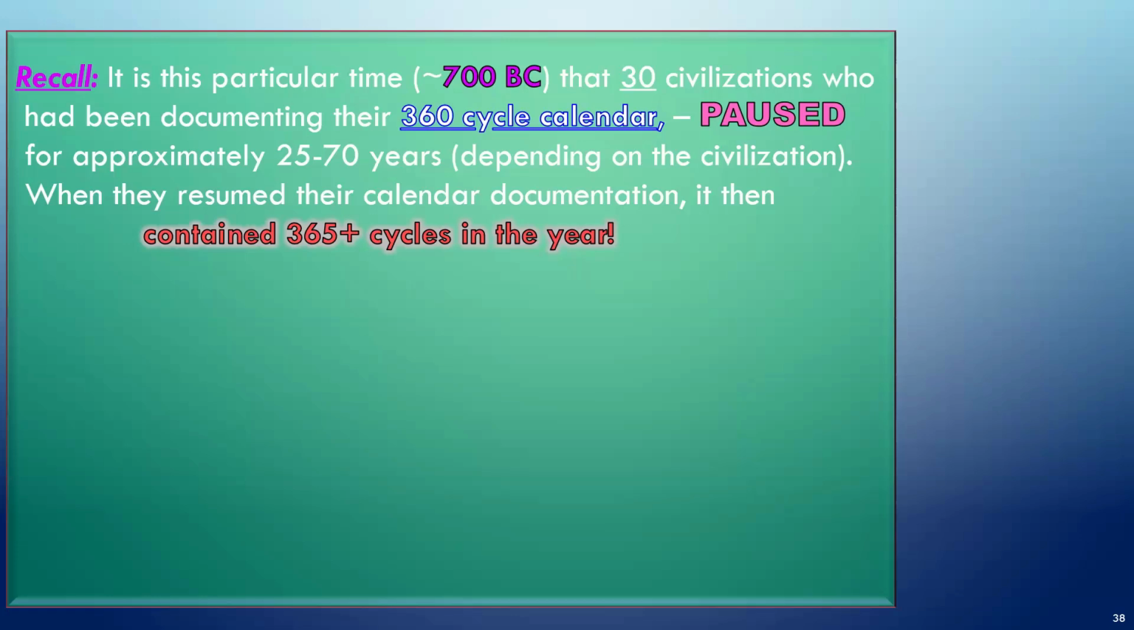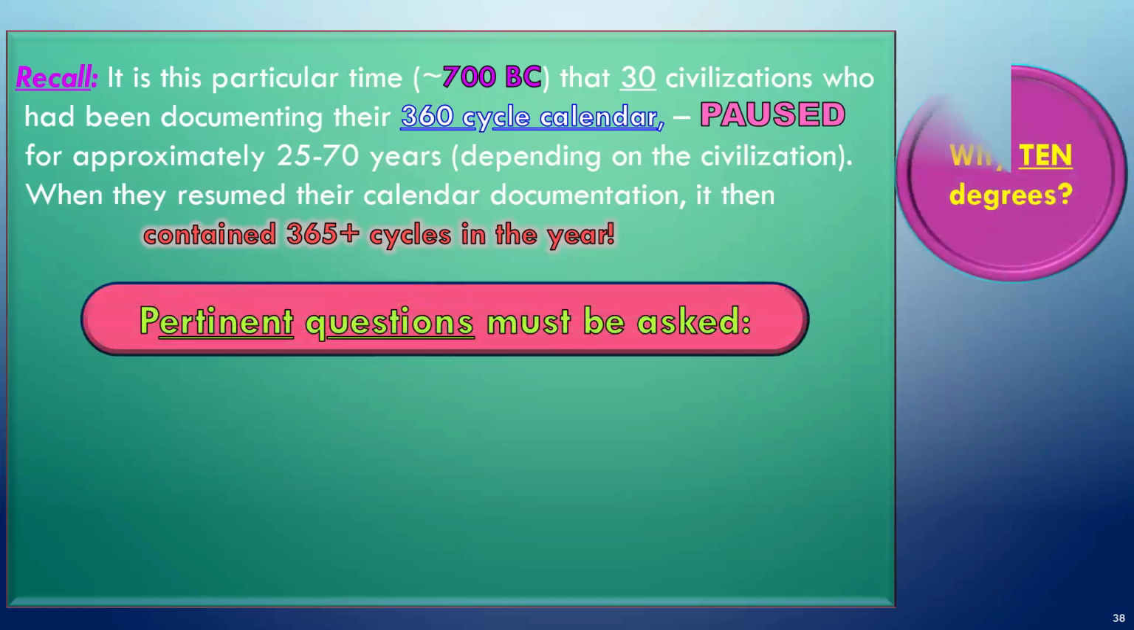You think it was a stir when they found 5 cycles on the end of their year? You think they were mystified? Is it possible they had to wait a number of years to realize that those 5 cycles were not a mistake and they're going to continue? Well, there was quite a pause before the civilizations come out with their 365 plus calendar again.